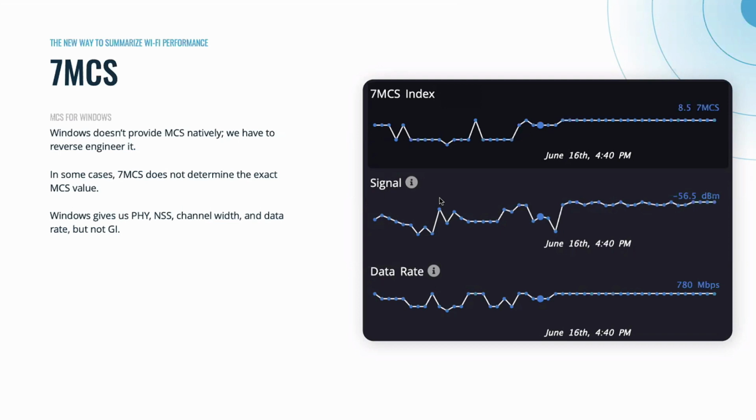We say that's 6.5, right? And probably you don't care if it's 6 or 7, but knowing it's one of those two is going to be valuable. That's what you call the 7 MCS? Yeah, that's where 7 MCS comes from.